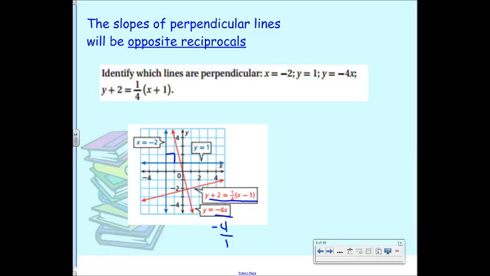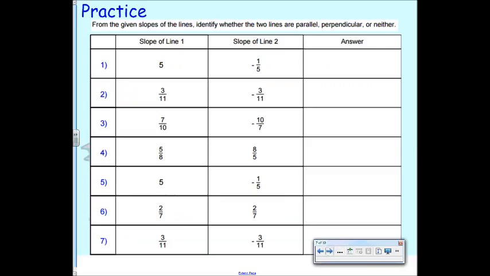At your boards, I would like you to, before you move, this is slope of line 1 is 5, slope of line 2 is -1/5. You're telling me if it's parallel, perpendicular, or neither. Parallel, perpendicular, or neither. Go ahead.